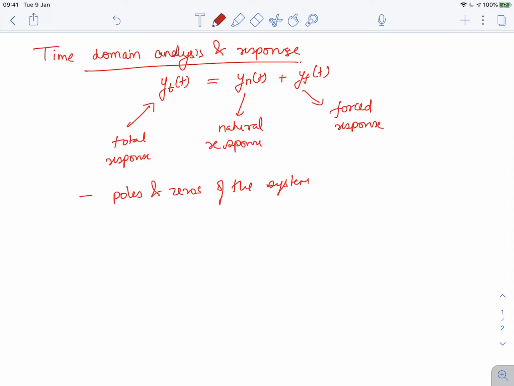So for a given transfer function, let's say we have y of s over some input u of s equal to, let's say, s plus 2 upon s plus 5. Okay, this is our transfer function where y is the output and u is the input. Here the zero of the system is located at -2 and the pole of the system is located at -5. So there is only one pole and one zero, and we call it a first order system because of the first order polynomial in the denominator.